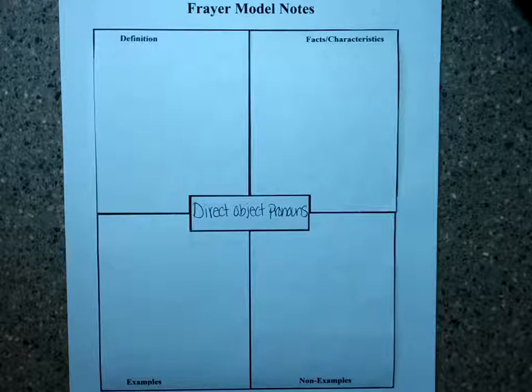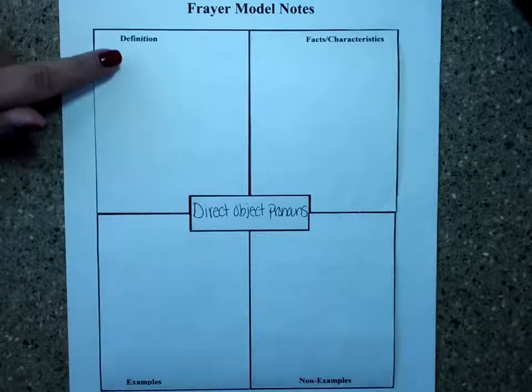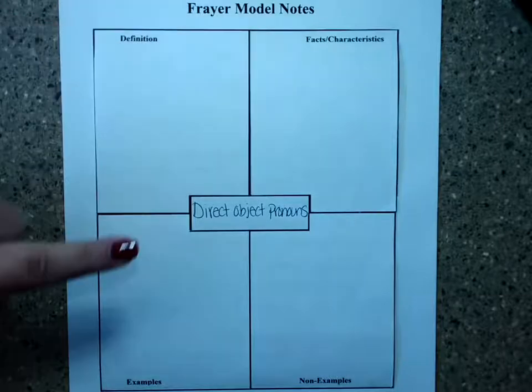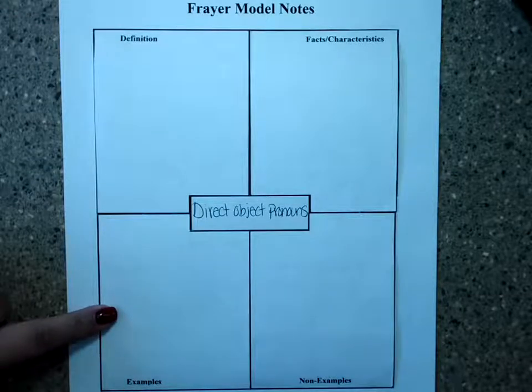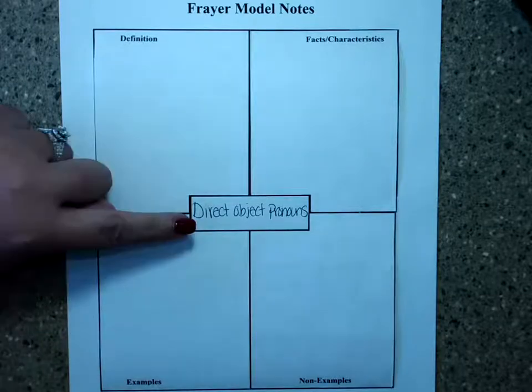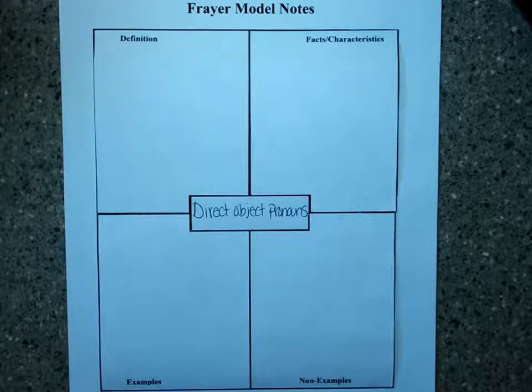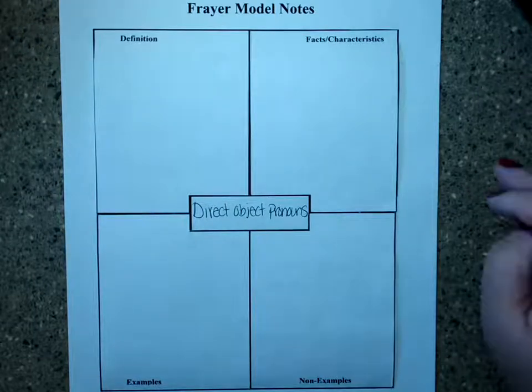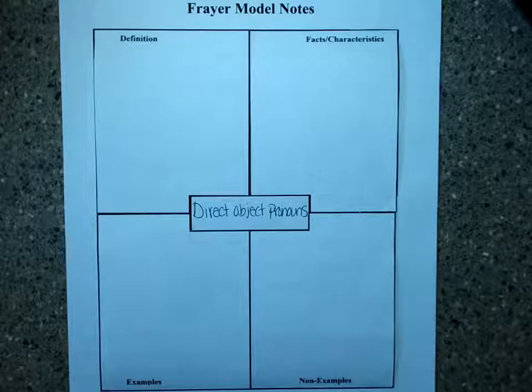So the first thing that I'd like you to do is on a sheet of paper, take out a pencil or a pen and draw this chart that you see on your screen. Have this top box be a definition, then the next box, facts and characteristics. Then the bottom left is examples, and the bottom right is non-examples. Make sure that you write in the middle of it direct object pronouns, so you can just divide your paper in half and then in half again to get this sheet.